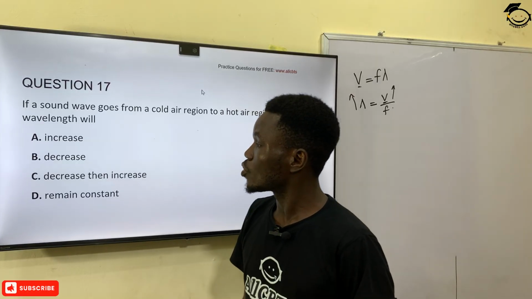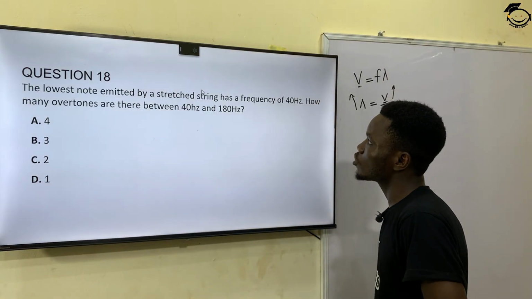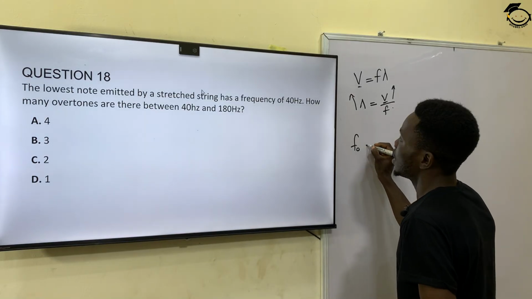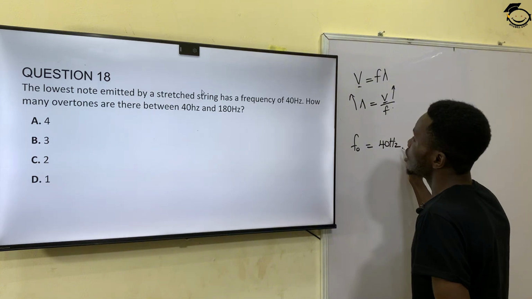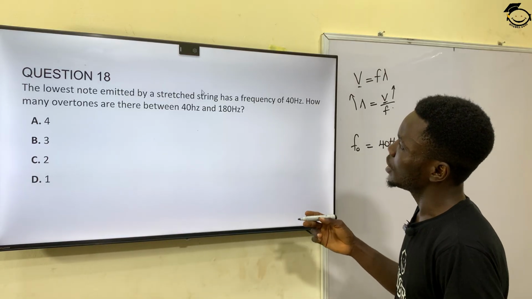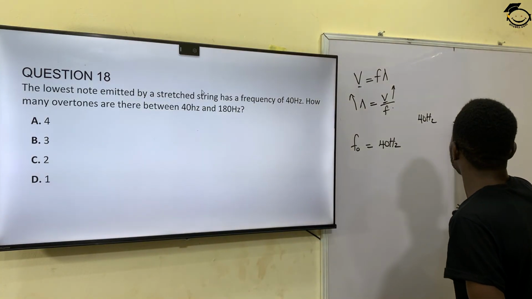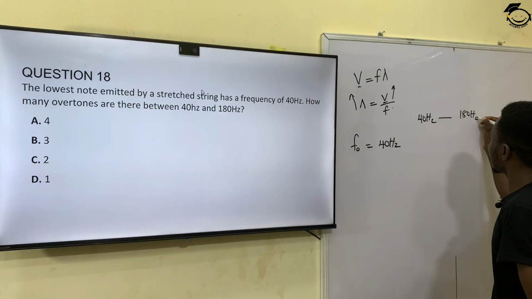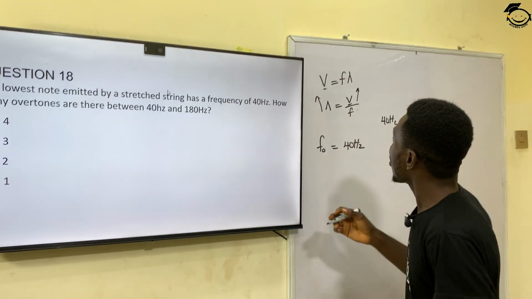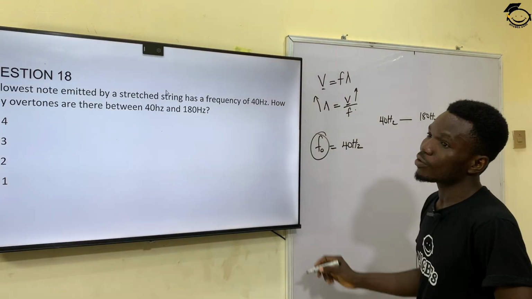So that takes us to question number 18, which says the lowest note emitted by a stretched string has a frequency of 40 Hz. So the fundamental frequency in this question is 40 Hz. So if my fundamental frequency is 40 Hz, they are asking how many overtones are there between 40 Hz and 180 Hz. So I have 40 Hz and I have 180 Hz. They're asking me how many overtones can I see in this. We know that overtones are usually in terms of the value that you multiply your fundamental frequency with.